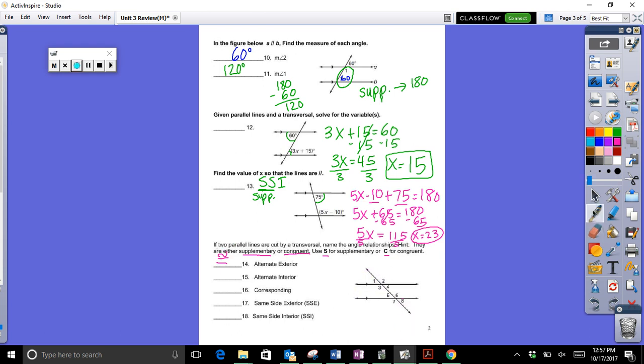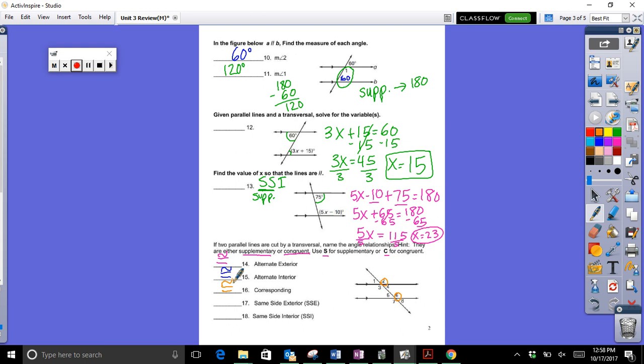Okay, then they're asking us about alternate interior angles. That would be something like 4 and 5. Those are also congruent. Then corresponding angles would be like 2 and 6, and those would be congruent.